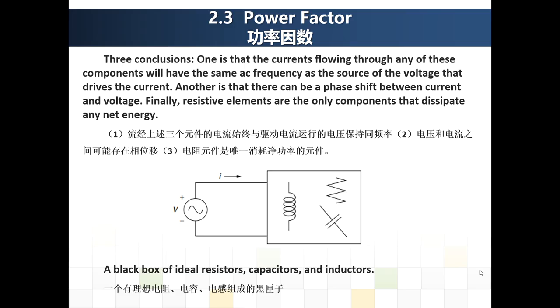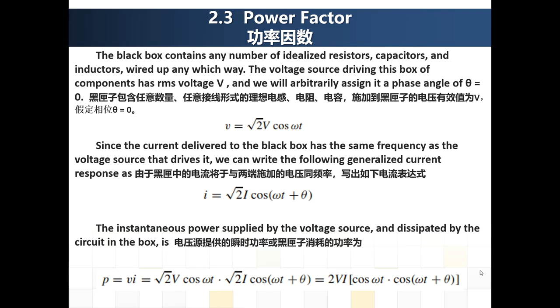So imagine that there is a black box containing any number of ideal resistors, capacitors, and inductors. They can be wired in any way. The voltage source in this box has an RMS voltage V, and we can assign the phase angle theta of the voltage source as 0.